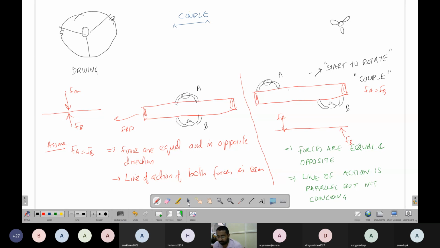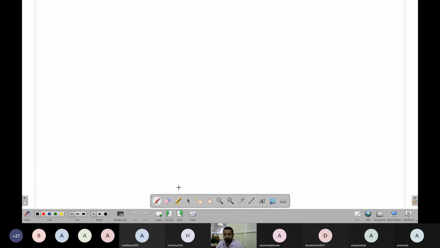Now let us see how we relate this to yesterday's class. We have the log, we have two forces, one force in this direction, the other force in this direction. Let's say both are separated by a distance a. And this is F, this is F. Now we have to check translation equilibrium.